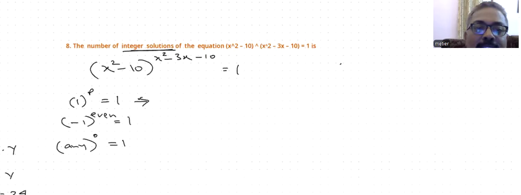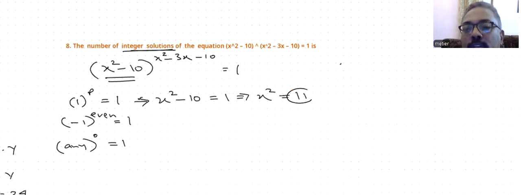Base 1. x square minus 10 is 1. Power is anything. x square minus 10 is 1, so x square is coming as 11. 11 is not a perfect square number, so it cannot give you an integral solution. Done. Second part: minus 1 to the power even.